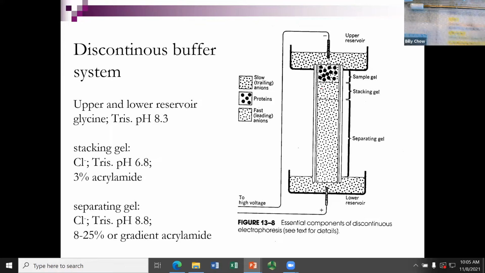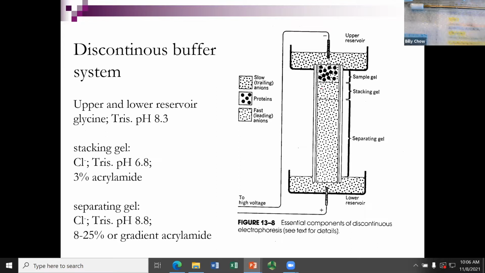So before you can understand the discontinuous buffer, first of all, I describe the system to you. Discontinuous buffer means that there's a change of pH along the gel, right? The upper reservoir contains glycine, pH 8.3, using Tris as a buffer. So it maintains a relatively stable pH of 8.3. And also in the lower reservoir, same buffer. Remember that it contains glycine. Okay, glycine is the running ion.